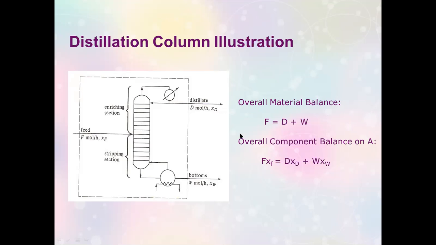If you do a material balance, your feed should be equal to the distillate plus the bottoms liquid. For the overall component balance on A, most of the time A is the more volatile component. We simply multiply the streams by the corresponding mole fractions. Okay, that's it.